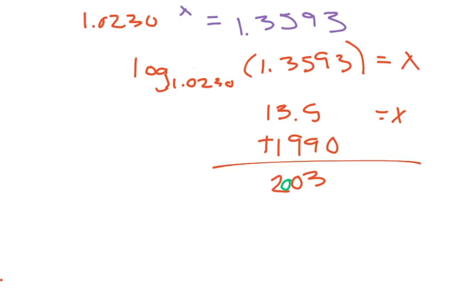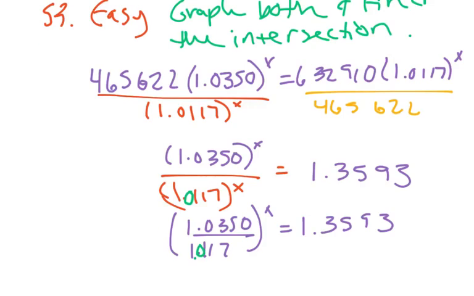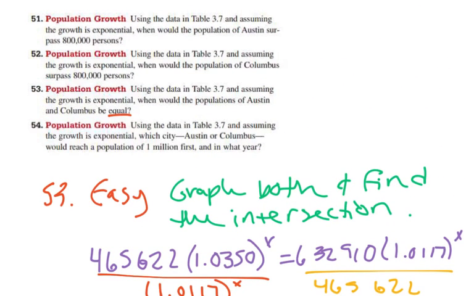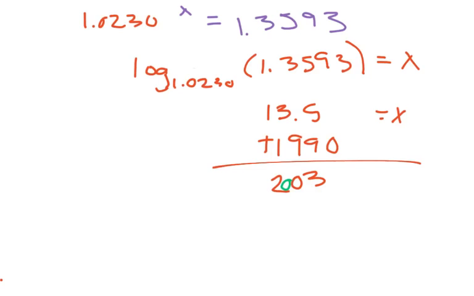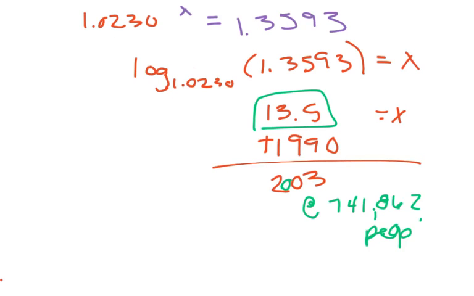And then does it ask for what the population is at that point? It doesn't actually ask what that population is, but you could plug in 13.5 as your x, and get the intercept value. Apparently it's at 741,862 people, if you're interested.